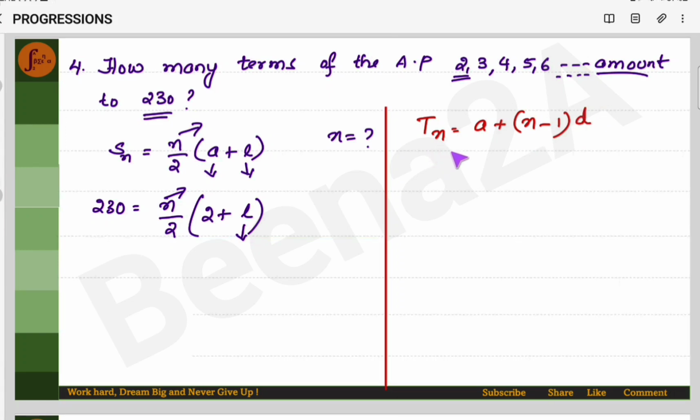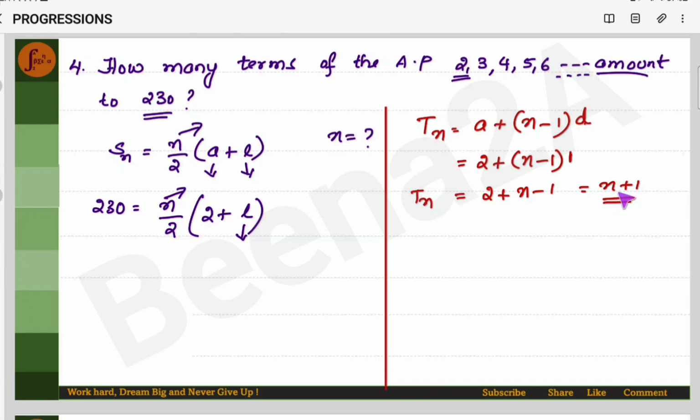We need to find the last term. Now, A is 2. We don't know what the last term is, so let me leave it as n itself. (n minus 1) into D. What is D? D is the difference. What is the difference here? 3 minus 2 is 1. 4 minus 3 is 1. 5 minus 4 is 1. So, the common difference is 1. Straight away we can find out. So, this is going to be 2 plus (n minus 1), which is nothing but 2 minus 1 is 1, so it's going to become n plus 1. So, the last term is n plus 1.